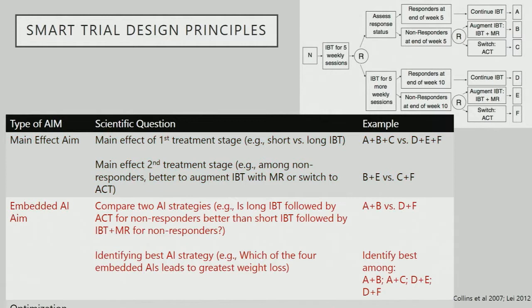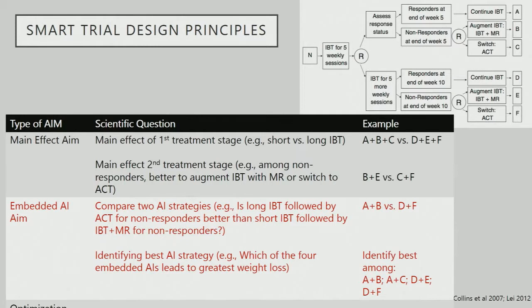In the embedded aim, you can do a number of different comparisons, but you compare 2 types of adaptive intervention strategies. So, for example, is getting the 10-session therapy followed by a switch to a different therapy for non-responders better or worse than 5-session therapy followed by the meal replacement augmentation? So there you're comparing groups A and B versus D and F.